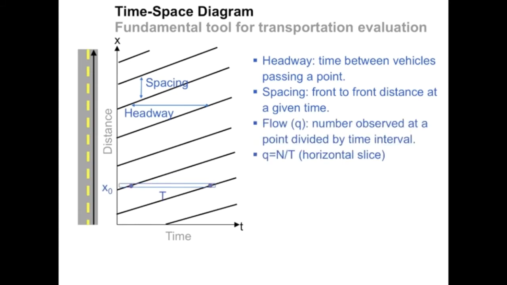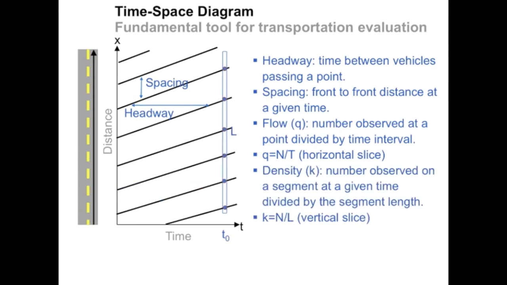You can also, because this is a time-based measure, envision that we're standing by the side of the road at location x0, and for a particular time interval t, we observe 2 vehicles. So the flow during that time interval is simply the number observed divided by the time interval. So flow is n divided by t. In this case, it would be 2 divided by t, and we express that in vehicles per hour. So for the time-based, point-based measures, we cut a horizontal slice. That's the value of flow.